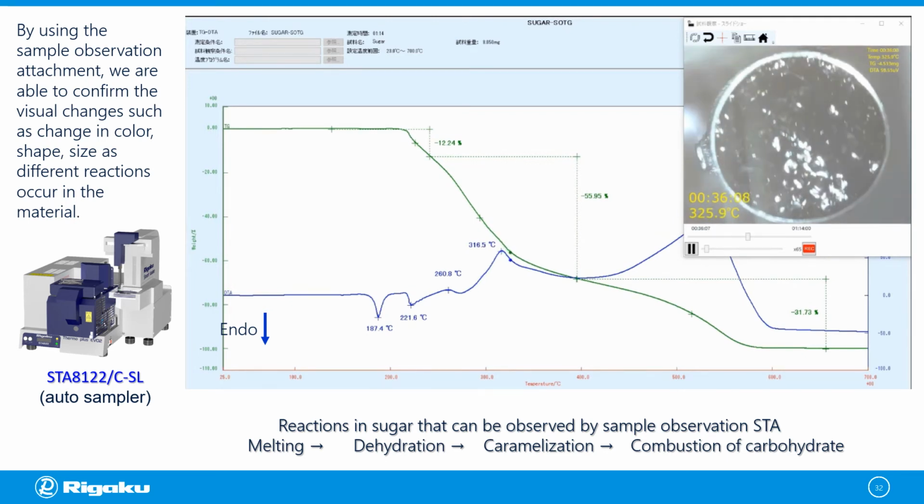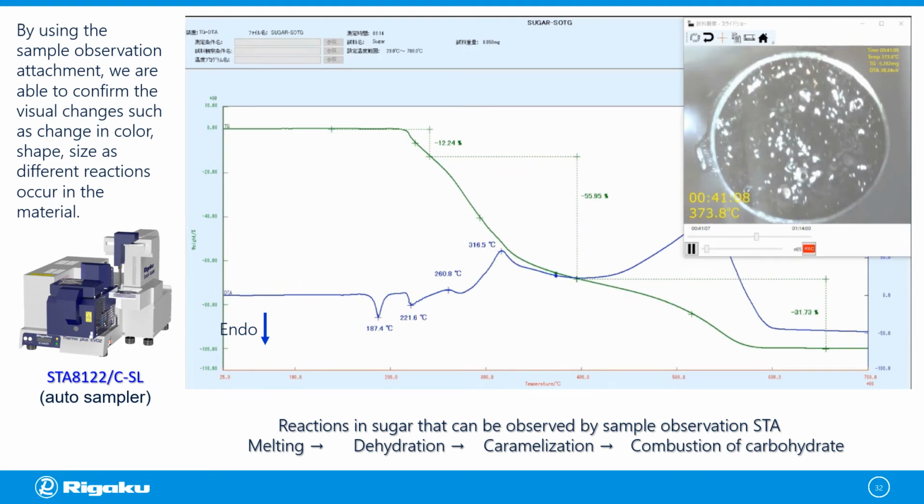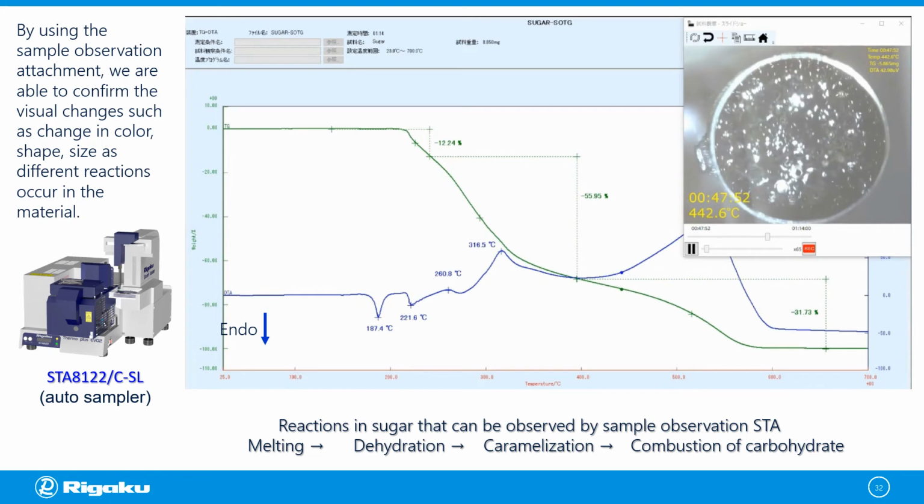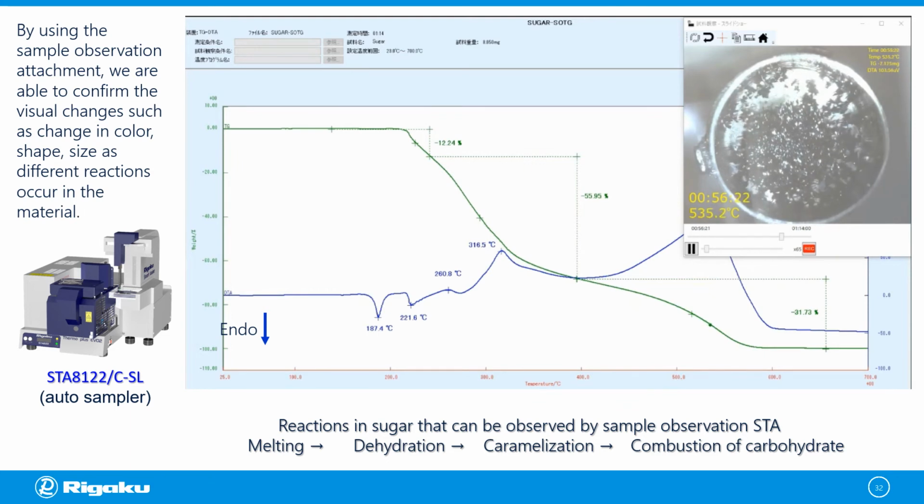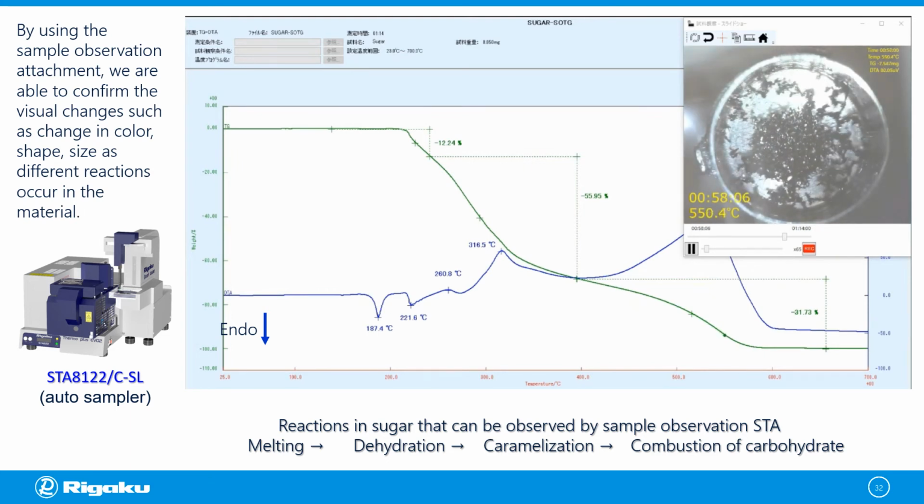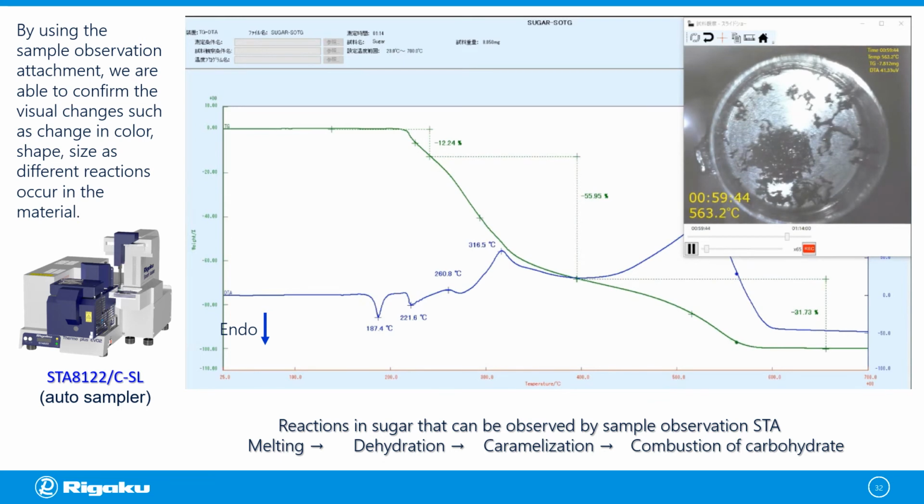And as the temperature increases, we can see mass loss. Then at around 600 degrees centigrade, we can see that there is a 100% mass loss of the sugar. Therefore, by using the sample observation attachment, we are able to confirm the visual changes such as change in color, shape, and size as different reactions occur in the material.